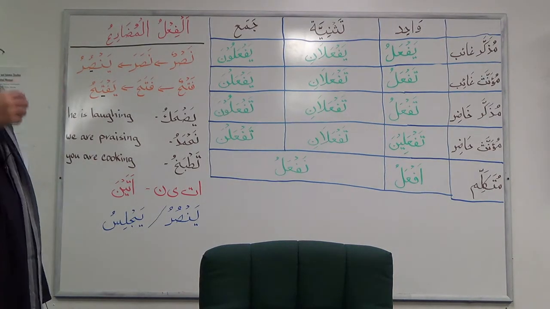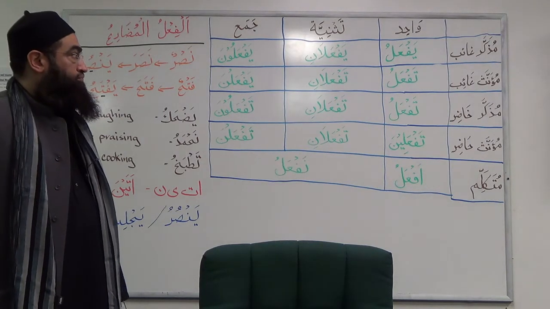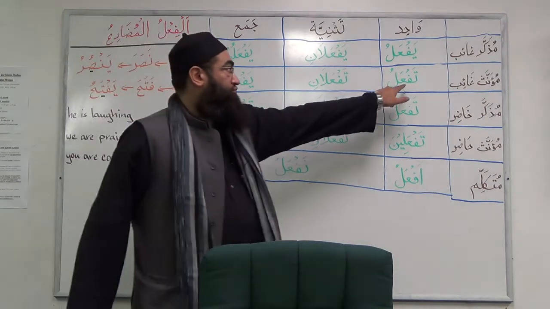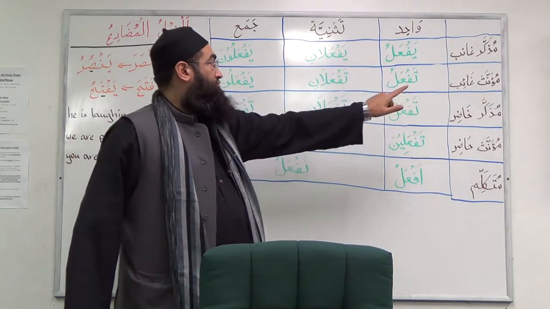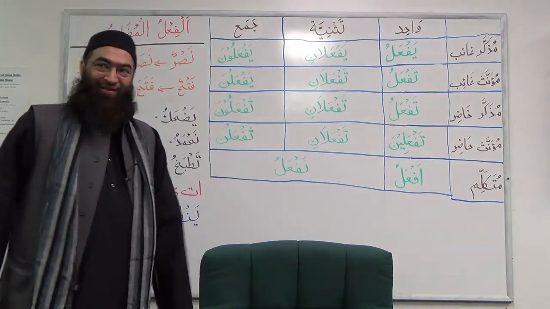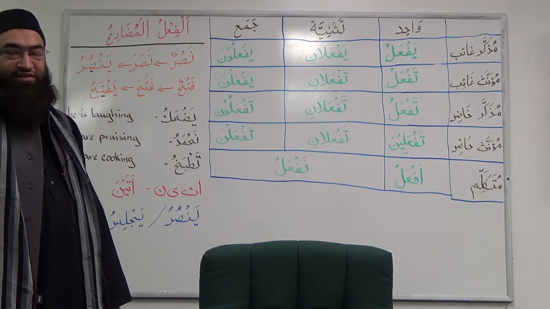The other thing I'm noticing is that for the feminine dual, it starts with ta, whereas the masculine starts with ya. Yeah, exactly. Except in the plural, it starts with ya. That's an exception also. Otherwise, everything else is the same, exactly.